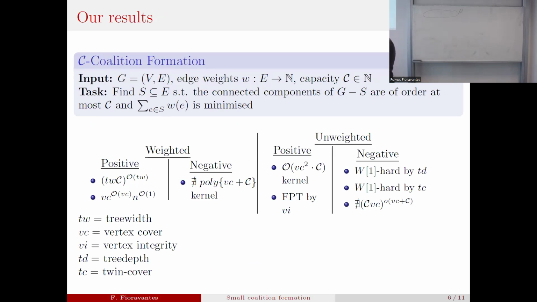We also have an FPT algorithm parameterized by the vertex cover. And these two running times seem a bit bad. But we know that we cannot do much better. And we also know that it is highly improbable to have an algorithm parameterized by the tree width by itself.